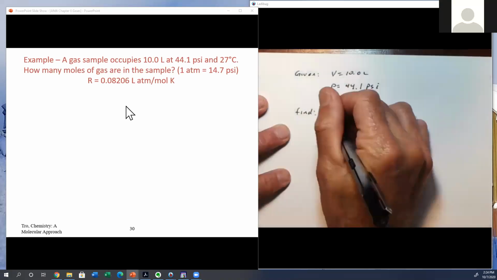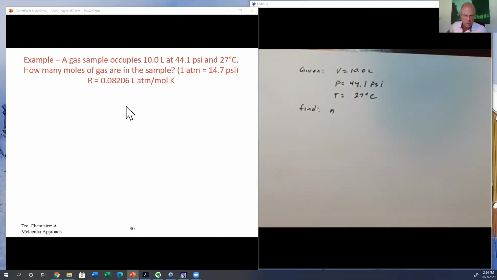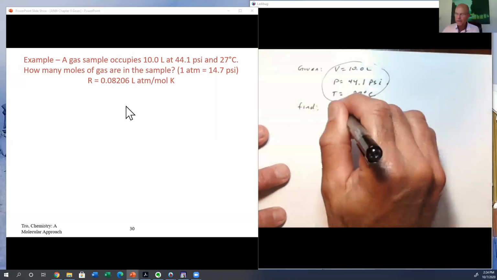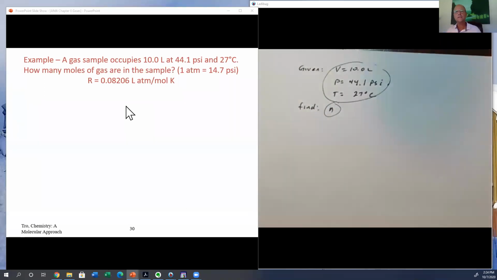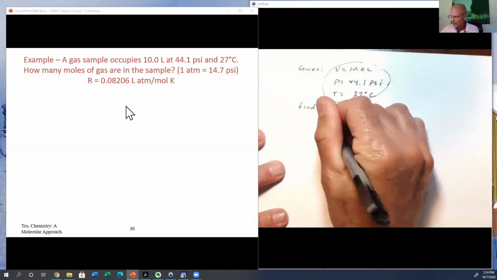How many moles of gas? We're asked to find n. This is fairly straightforward. All we've got to do is say: here's what I'm given, here's what I'm trying to find. What equation relates these two things? The first thing that should pop into your mind is the ideal gas law.